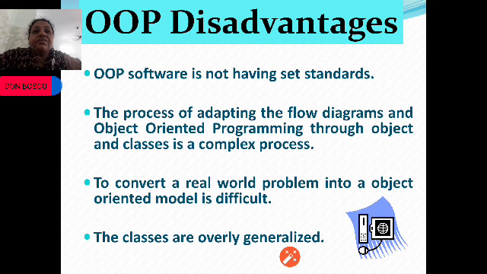The disadvantages of OOPs are that OOP software does not have a set of standards. The process of adapting the flow diagrams to object oriented programming through objects and classes is a complex process. To convert a real world problem into an object is difficult. The classes are overly generalized. These are the disadvantages of object oriented programming.